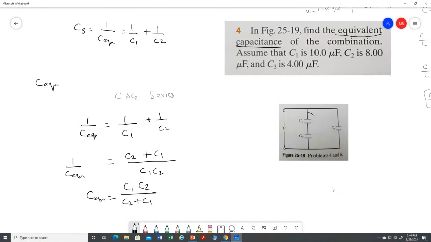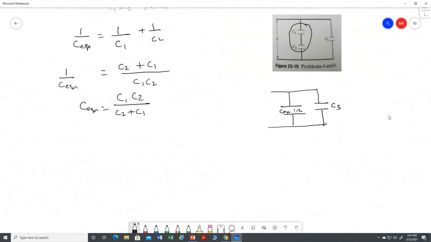Now we find the answer for this. So what I am going to do, I am going to redraw this diagram again. So I just club these two as one. So this is my equivalent capacitor of C1 and C2. And then again we have one more capacitor which is nothing but C3. So now you can see this is my C equivalent of 1 and 2, but this is my C3. Now you can see these two are exactly in the parallel form.